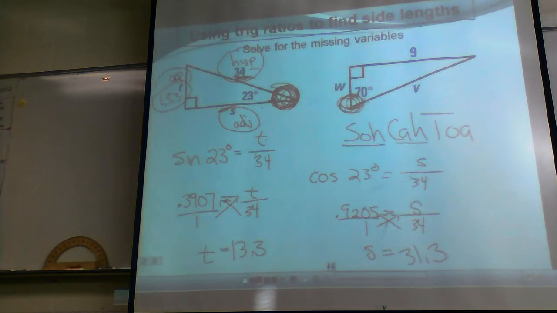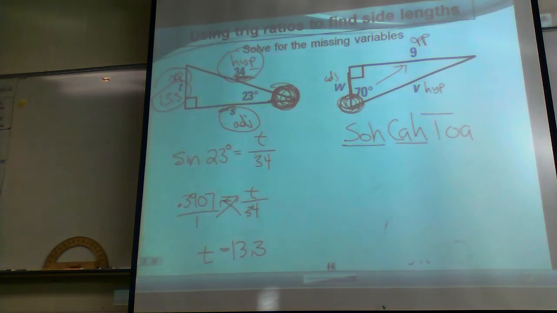So going through the steps, I'm going to say, okay, I'm looking at 70. Which one's the hypotenuse? B, right? Which one's opposite? 9, right? Because that's the one I can draw the arrow to. And this is the one that lies along it, so that's the adjacent side.